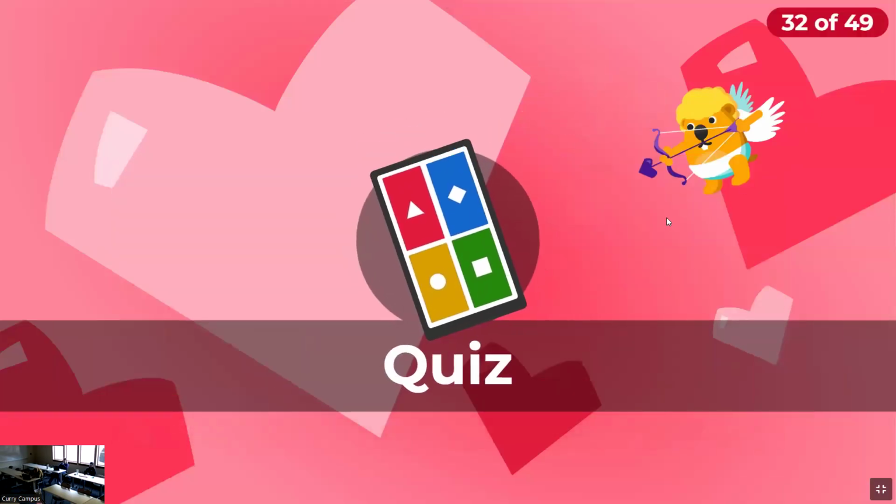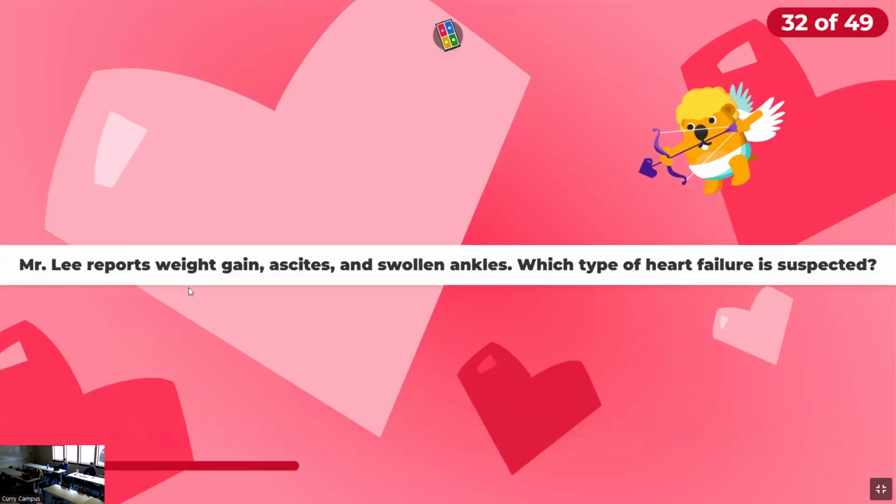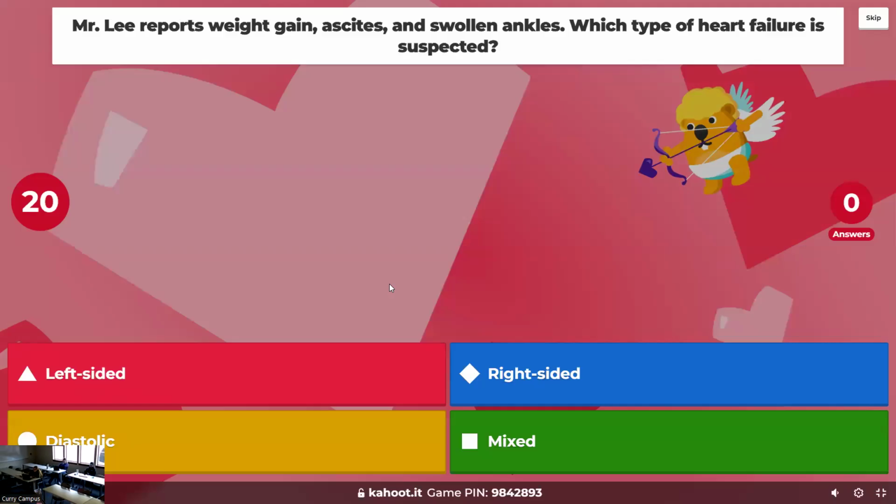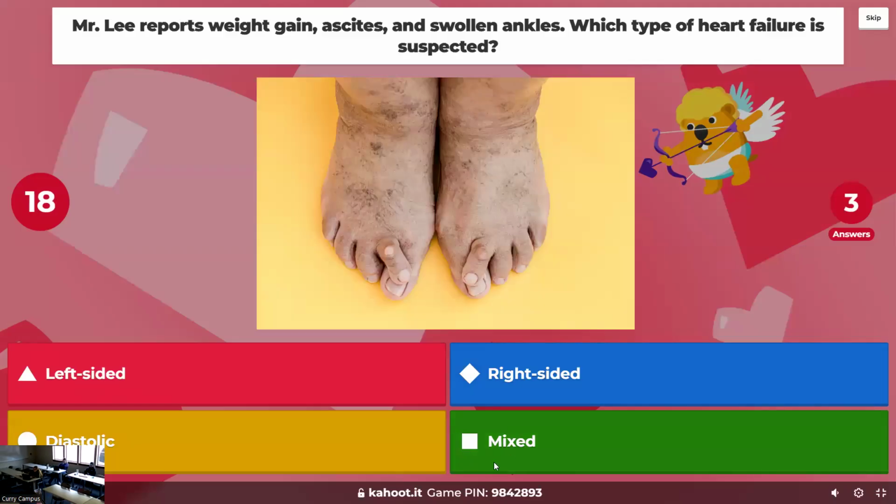All right. Mr. Lee reports weight gain, ascites, and swollen ankles. Which type of heart failure is suspected? The green is mixed, yellow, diastolic.